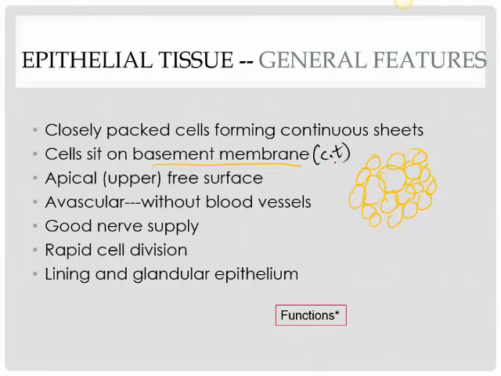So if I was to look at it from the side, imagine if I took a section from here and I looked at it from the side, imagine this would be the basement membrane and these are the cells sitting on top, with their nuclei. So you can see that they have an attached end. This end is resting on the basement membrane. This top part is called the apical surface. So it's the apical or upper surface. This is free.